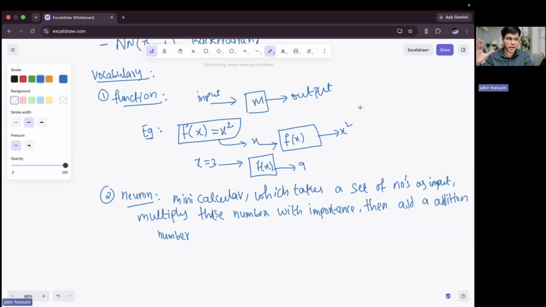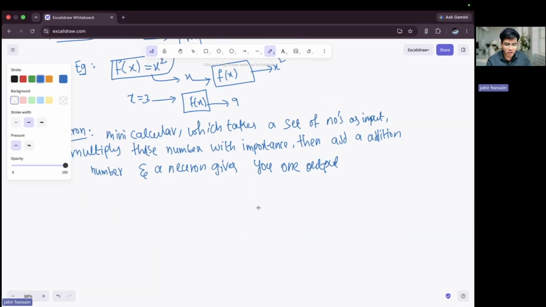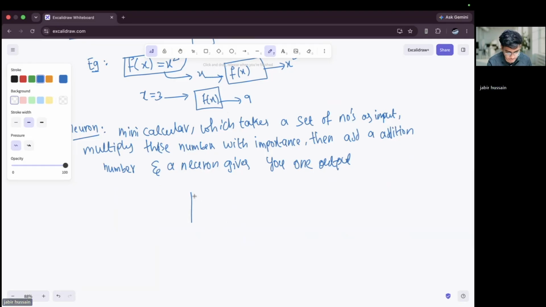After adding them together, we add an additional number, and it will give you an output, and a neuron gives you one output. This is important. So if you have to visualize how a neuron looks, for me a neuron looks something like this, right? It is a calculator. It takes a stream of input.